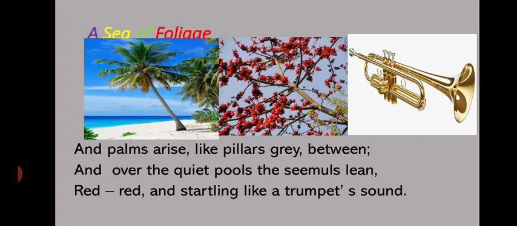So next she says that there is a pool in her garden. Over the pool there is the shimel tree. Shimel tree is the silk cotton tree. It bears maroon color flowers. The pool is very quiet and it is very calm. Over that quiet pool, maroon flowers also bloom, red and startling like a trumpet sound.